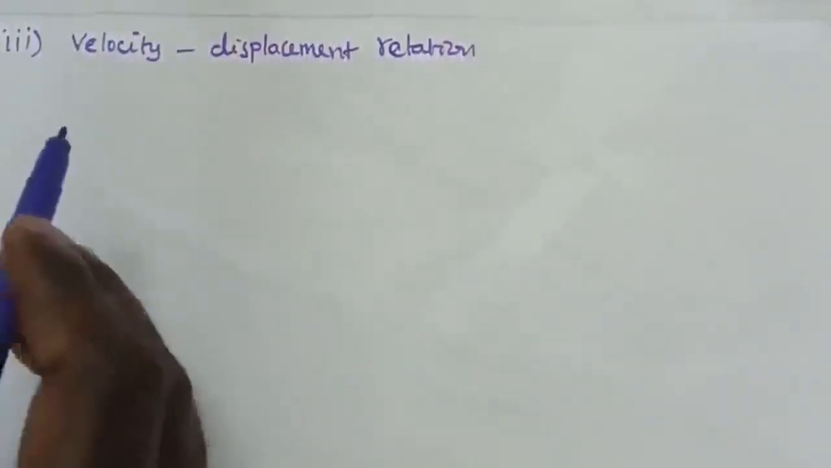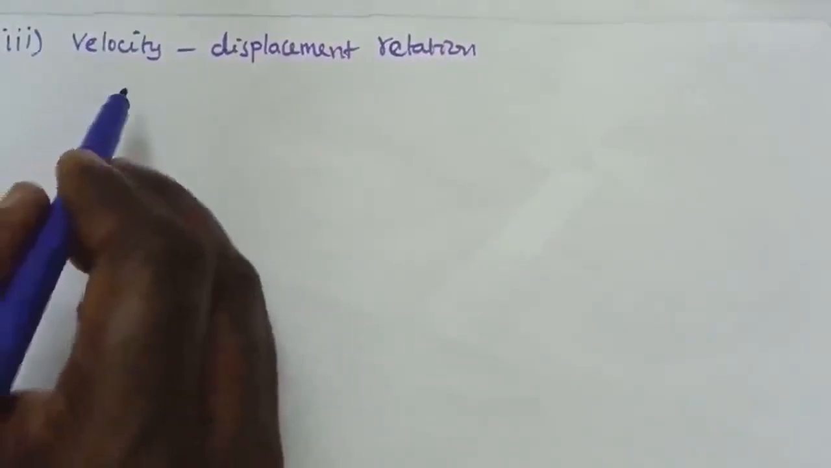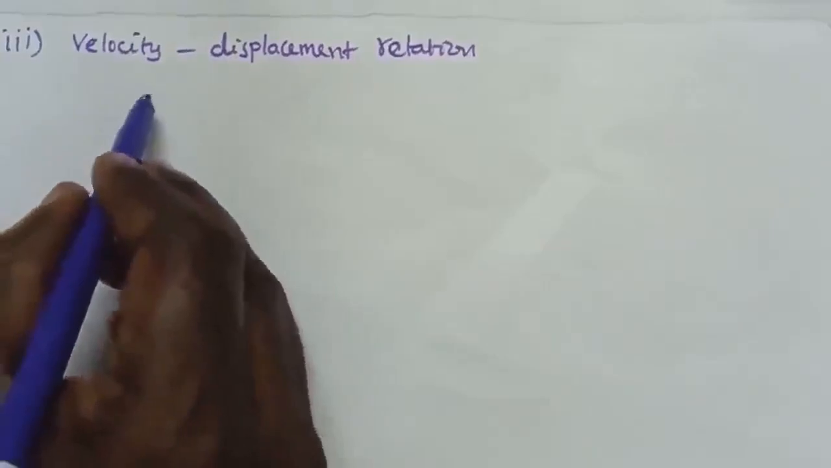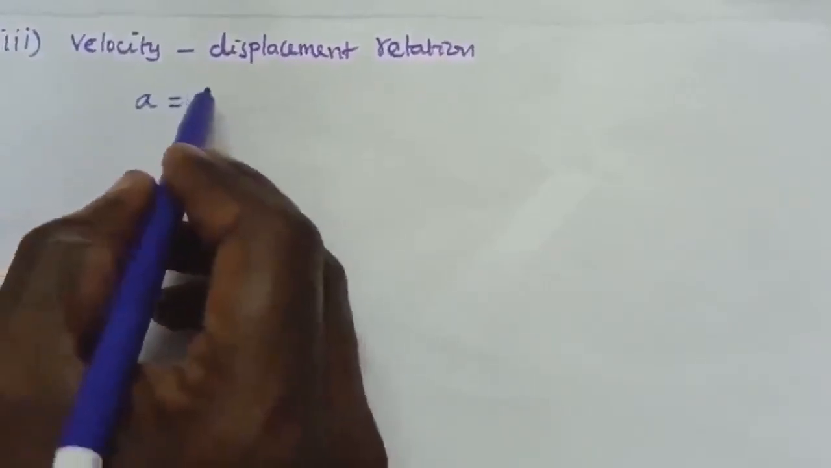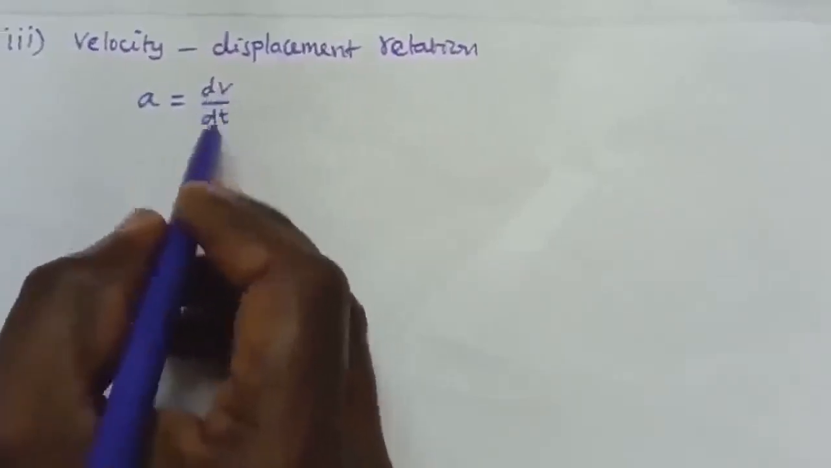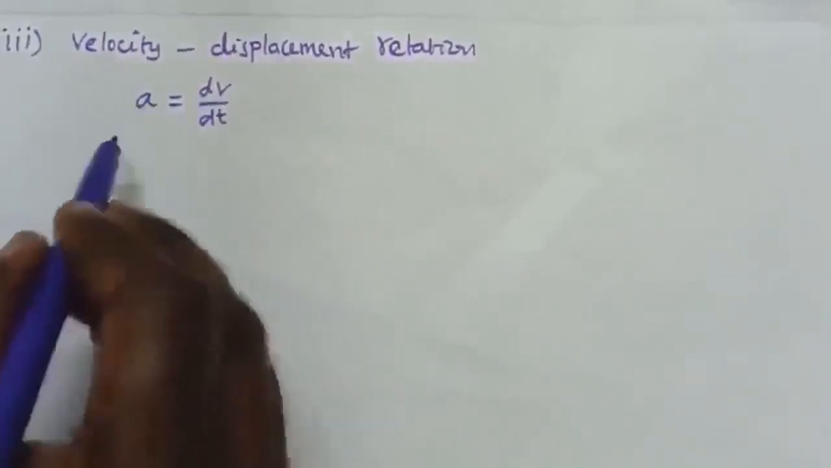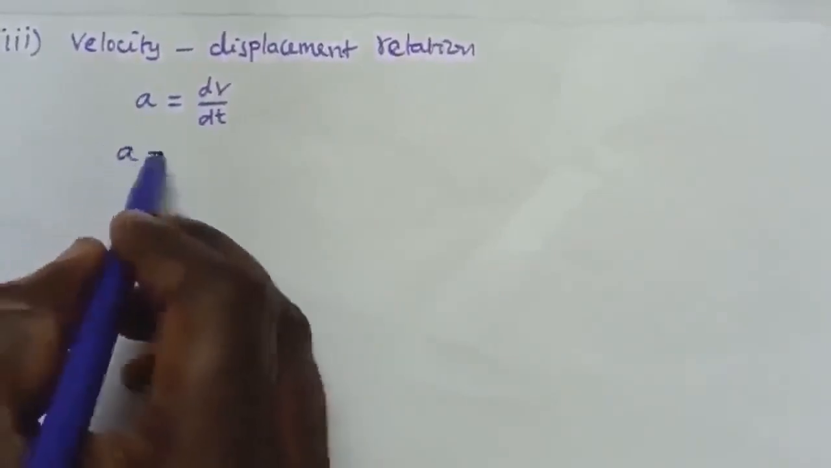Now tell me students, the acceleration is given by the first derivative of velocity with respect to time. Therefore acceleration is defined as changing velocity with respect to time, therefore dv by dt. Already you know that. Okay, now write this equation: a is equal to dv by dt.